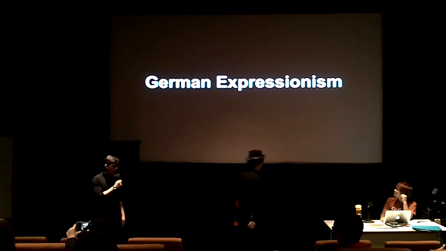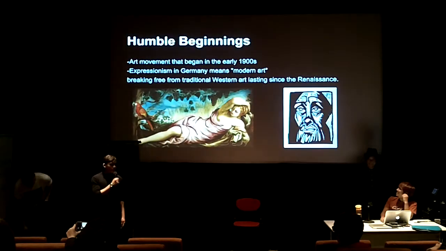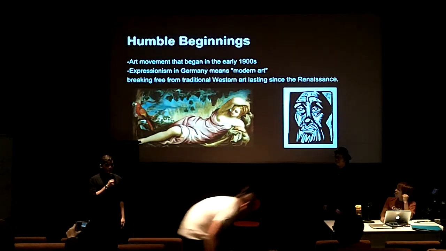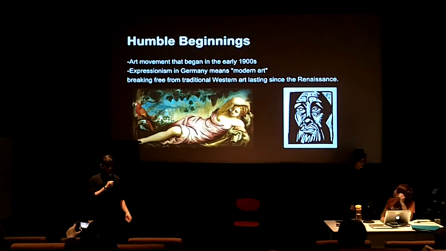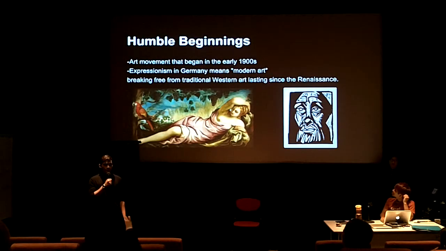Thank you, Dr. Caligari. German Expressionism is an art movement that took place in the early 1900s in Germany. Expressionism means modern art in Germany, which refers to the breaking of the traditional Western art, which is a residue of the Renaissance era.